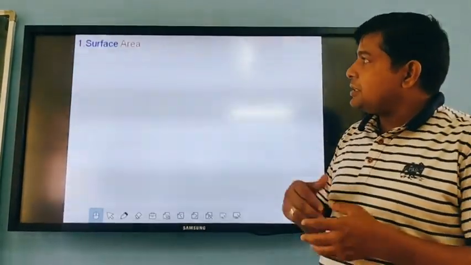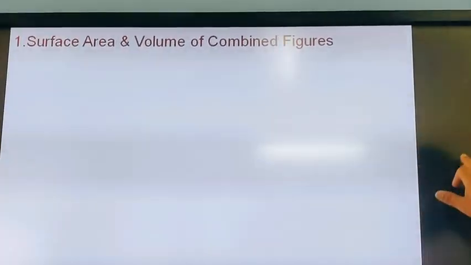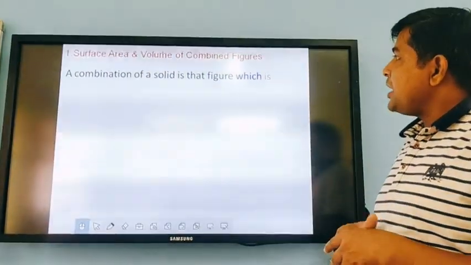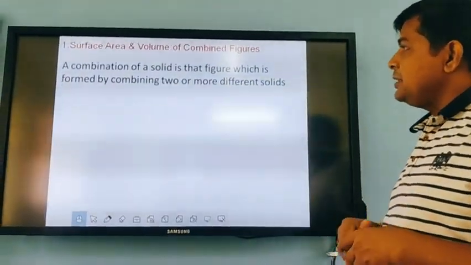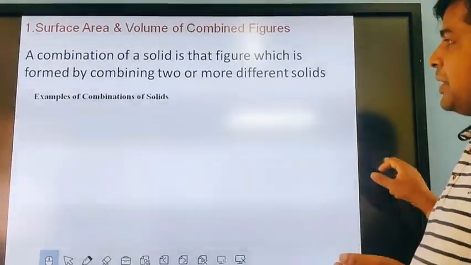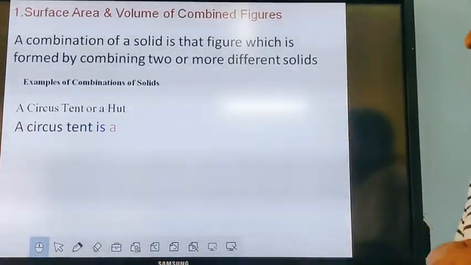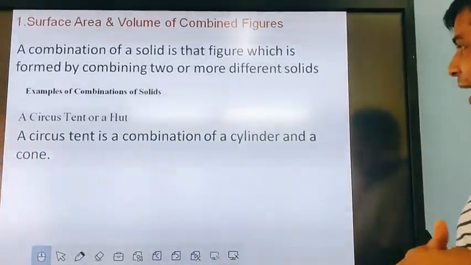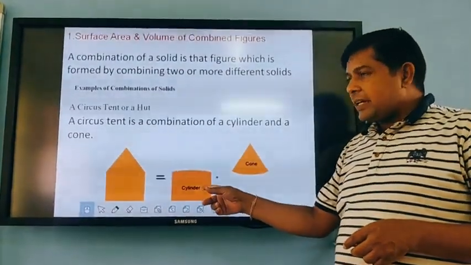So today we just discuss the first part, surface area and volume of combined figure. A combination of solids is a figure which is formed by combining two or more different solids. Examples of this: whenever we go to a market, some circus tent or hut, these are examples of combination of two solids. A circus tent is a combination of a cylinder and a cone. Let us see the figure like this.